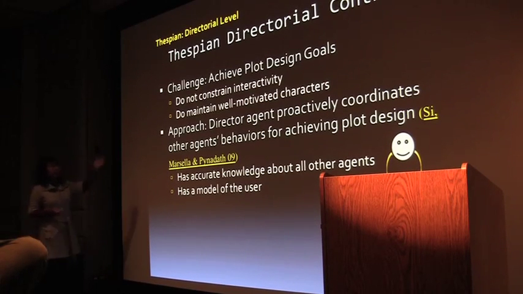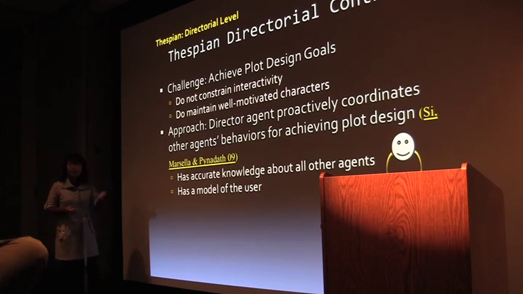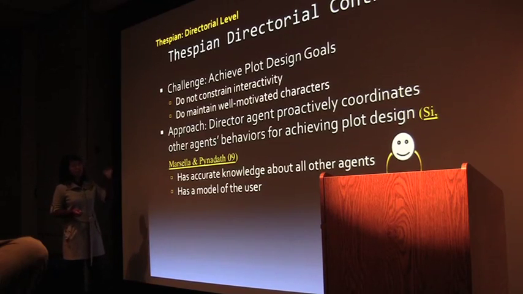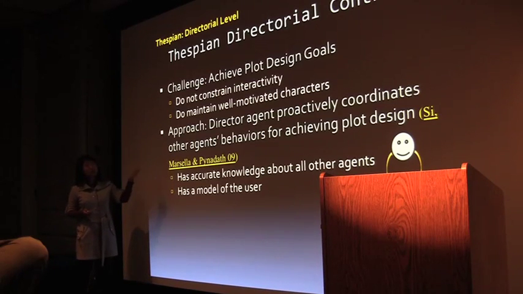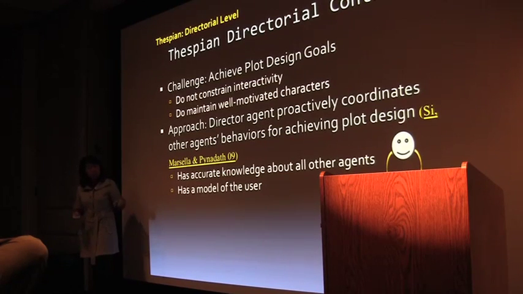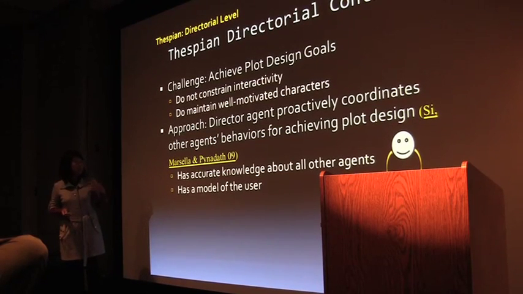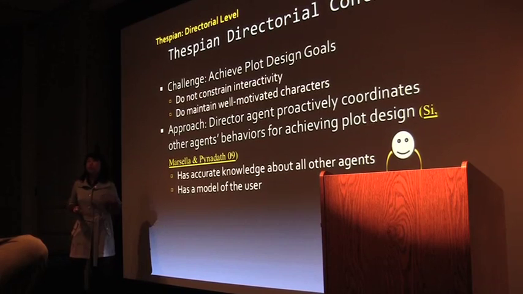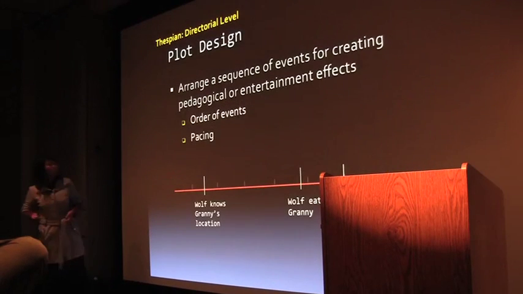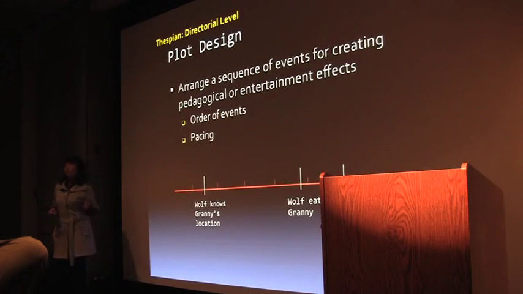So the approach taken in the Thespian framework is to have a special agent called the director agent that does not correspond to any character in the story. This agent proactively coordinates all other agents' behavior. The director agent has accurate knowledge about all other agents in the story because it's just a software system. It also has a model of the user, so it is able to predict the user's behavior.